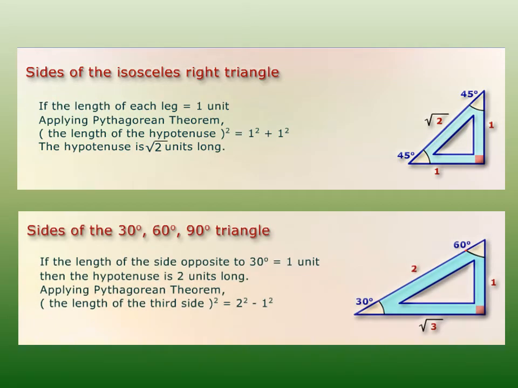Sides of 30-60 triangle. If the length of the side opposite to 30 degree equals 1 unit, then the hypotenuse is 2 units long. Applying Pythagorean theorem, the length of third side squared equals 2 squared minus 1 squared, then equals square root 3.